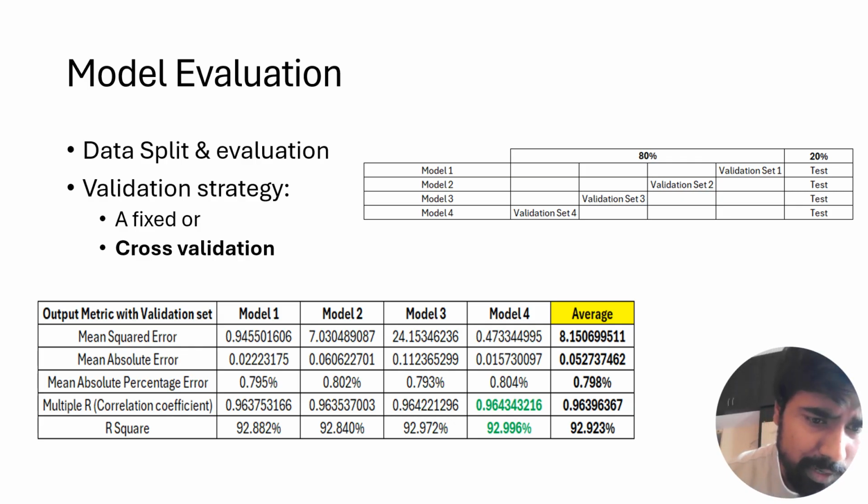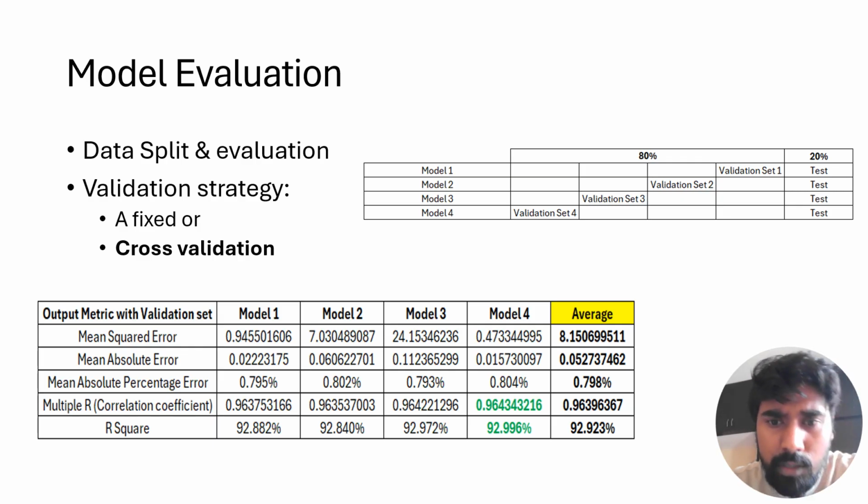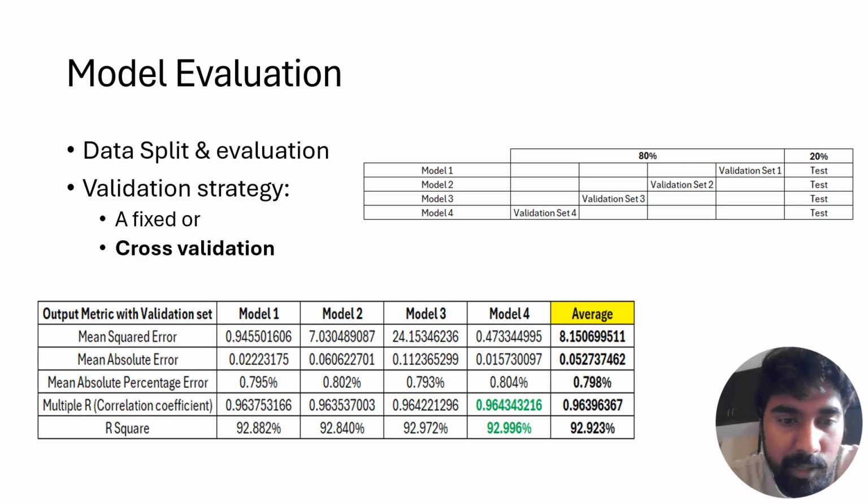And while doing the cross validation, we found that model 4, as you can see in the table below, has given an output with the highest value for multiple R and R square. Multiple R tells us how well your model fits the curve, and R square tells us how well the variability of the target variable is explained by the independent variables.